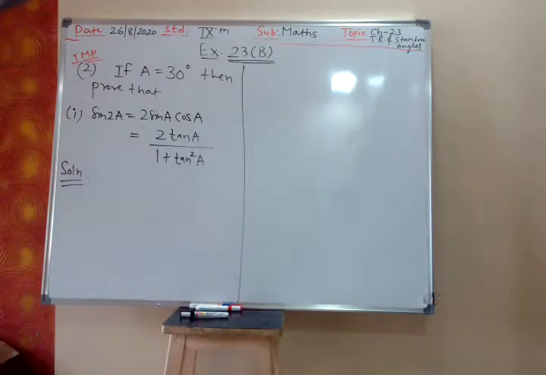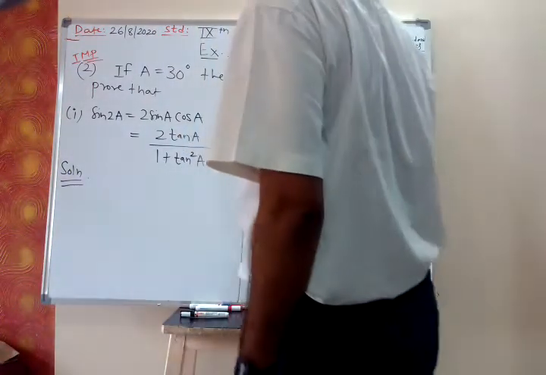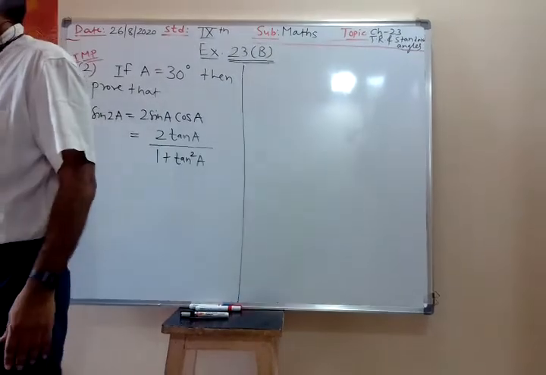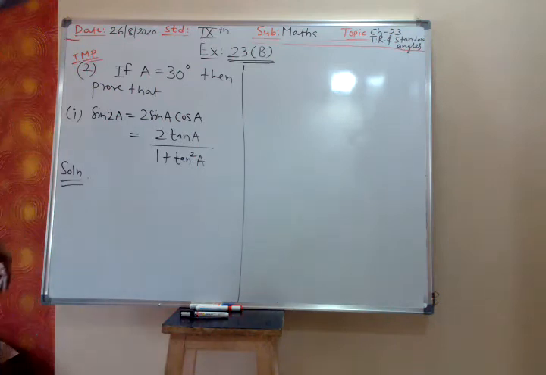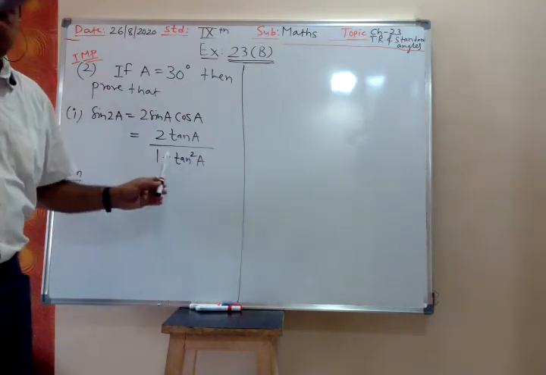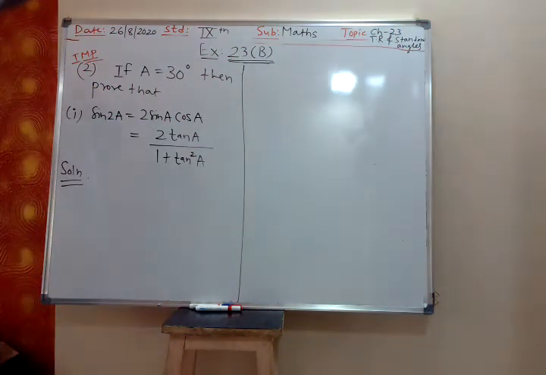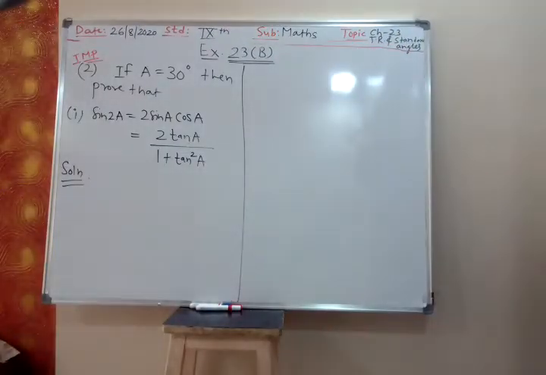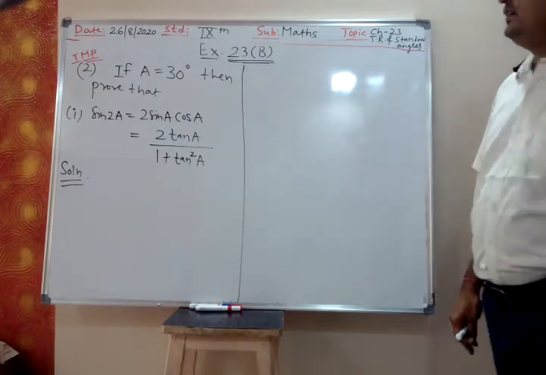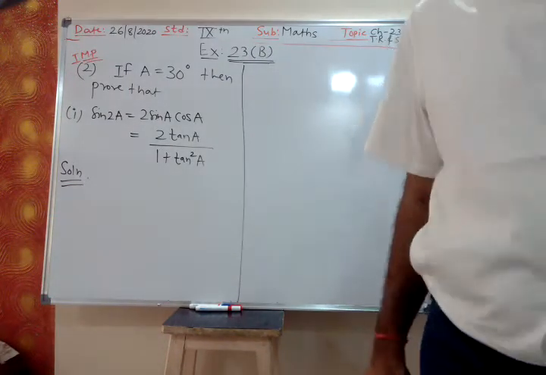Second one is also important. A is 30 degree. Then, first one: A is 30 degree. Then prove that sine 2A is equal to 2 sine A cos A.